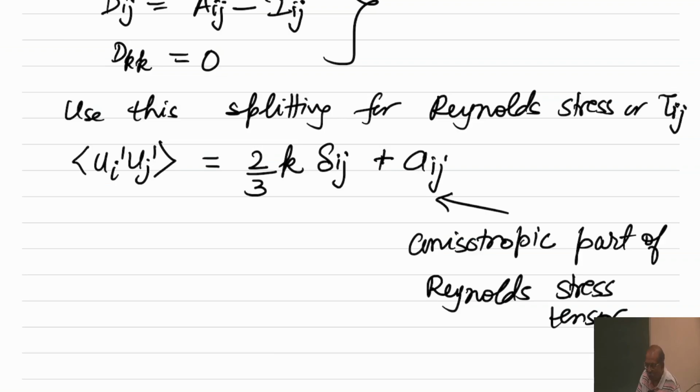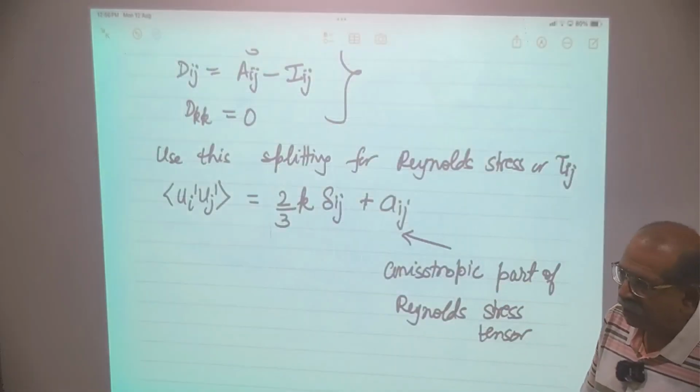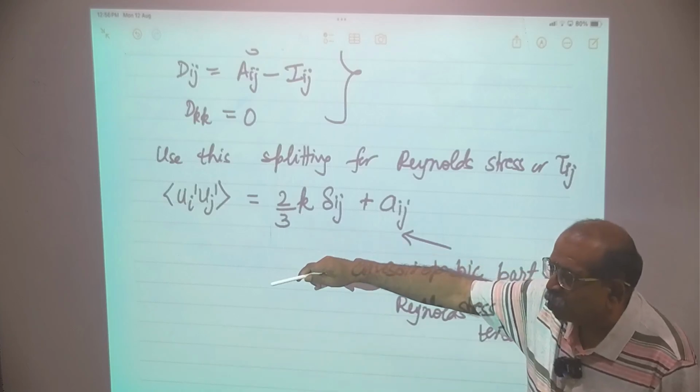There was an isotropic part which is 2/3 k delta ij, and the remaining part which we call the anisotropic part. Now what you will realize is, how does this equation appear in the mean energy equation? D by dxj of ui prime uj prime.